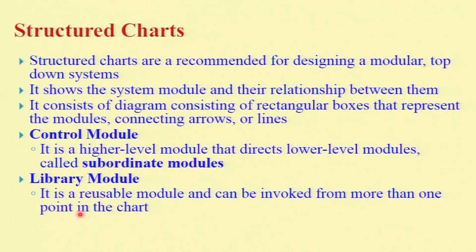Now, let us see about structured charts. Structured charts are recommended for designing a modular top-down system. It shows the system modules and the relationship between them. It consists of a diagram of rectangular boxes that represent the modules, connected by arrows or lines. This structured chart is broadly classified into two types. One is called a control module, the other one is a library module. The control module is a higher-level module that directs lower-level modules called subordinate modules. The library module is a reusable module and can be invoked from more than one point in the structured chart.